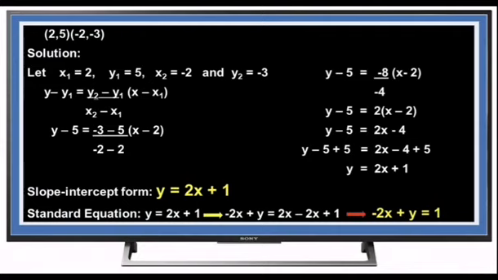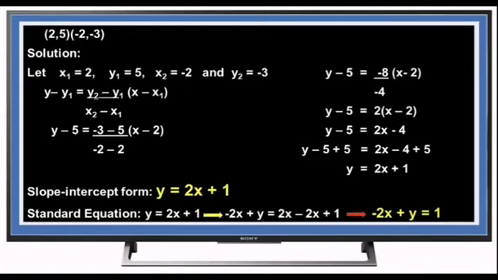Hence, we get y minus 5, because y sub 1 is 5, equals negative 3 minus 5, that is y sub 2 minus y sub 1, over negative 2 minus 2, that is x sub 2 minus x sub 1, times the quantity x minus 2, because x sub 1 is 2.